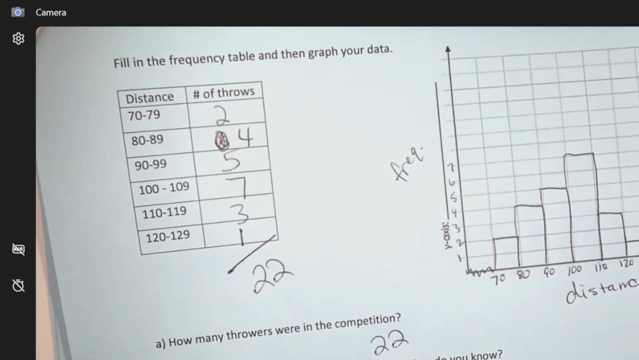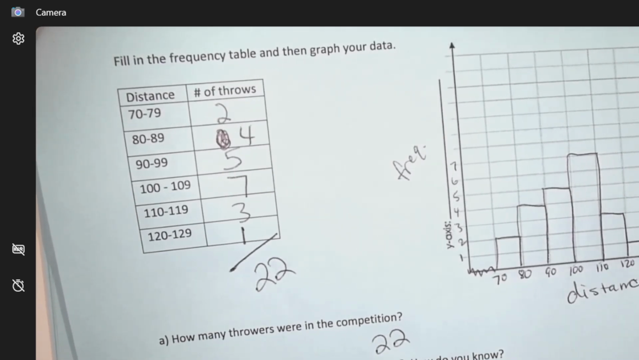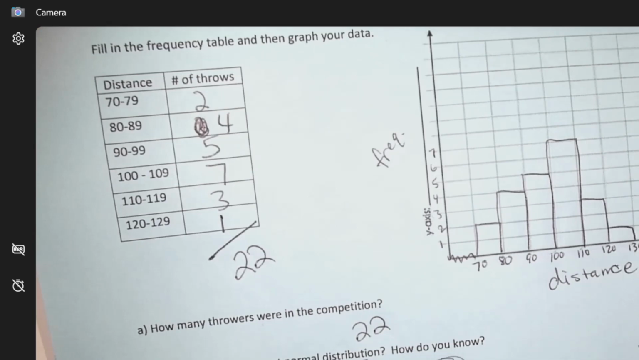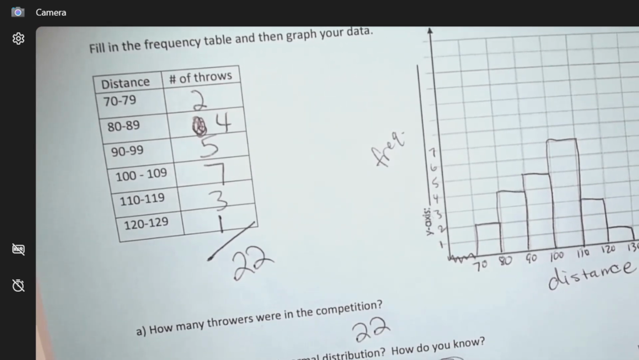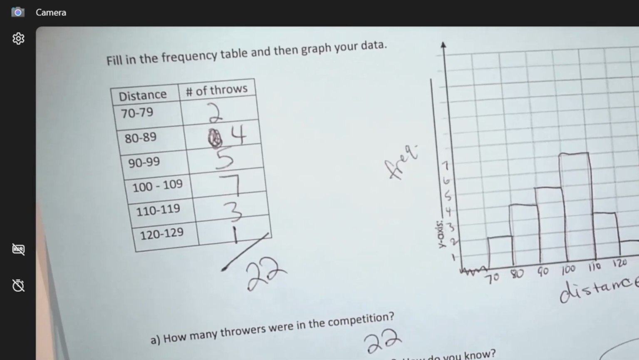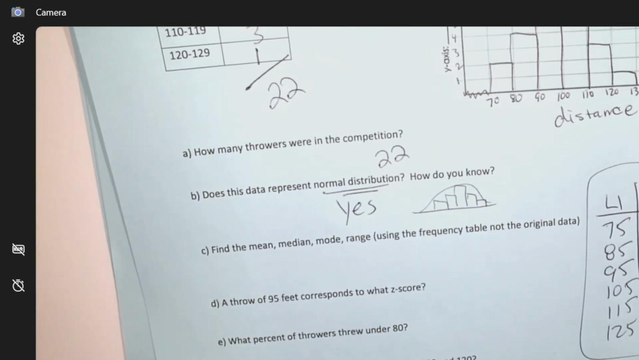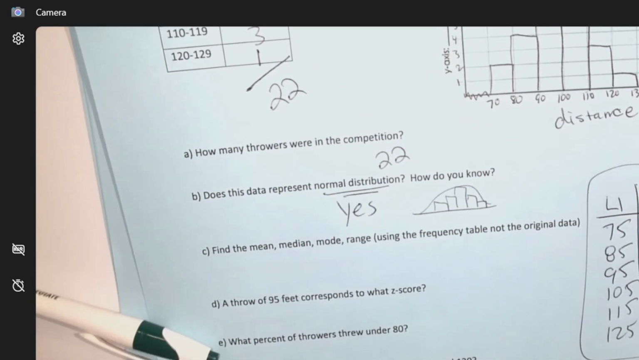Okay, we're going to find the mean, median, mode, and range using the frequency table. When we do our stat edit, what's important is that you use the midpoints. So we're going to use these numbers. You don't have to write this down, I'm just showing you what I am typing into my stat edit. I'm using L1 and L2.